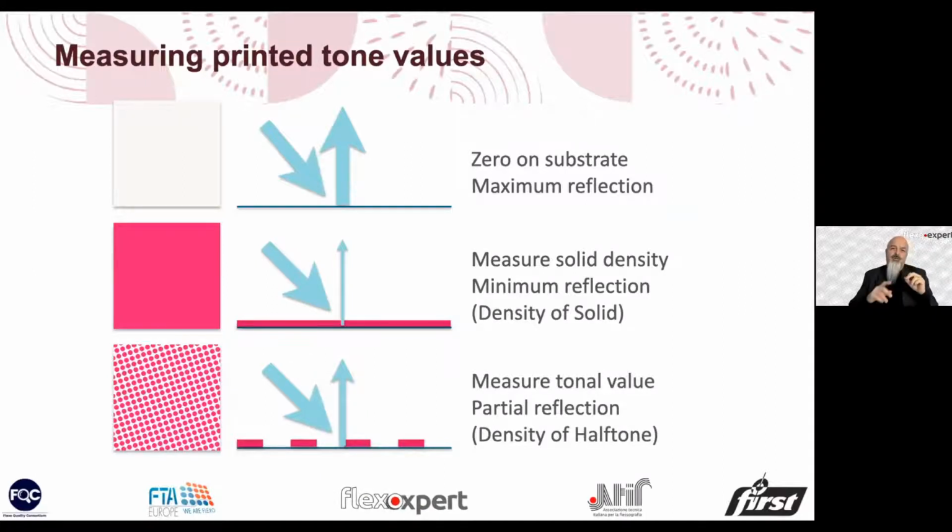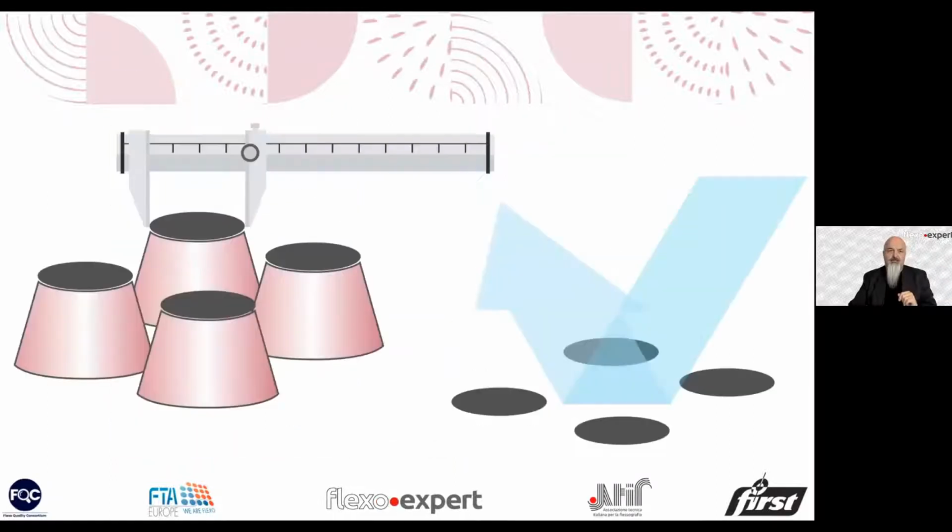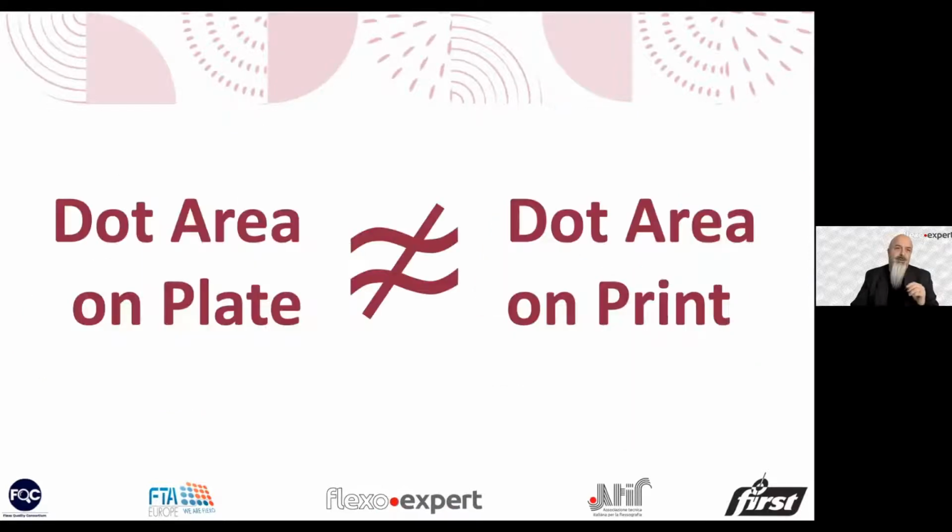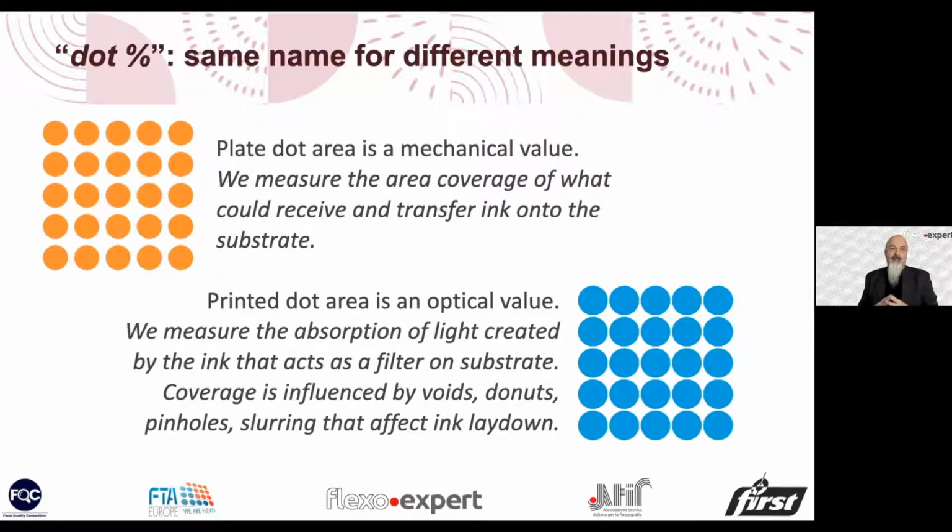So we have seen how we measure plate dots and printed dots. And are we sure we are talking about the same thing? Because here we call them both dot percentage on plate or dot percentage on print. We use the same name, but they actually refer to two different aspects, right? So plate dot area is a mechanical value. We measure the area coverage of what could receive ink from the anilox roller and transfer it onto the substrate. Printed dot area, instead, is an optical value. We measure the absorption of light created by the ink that acts as a filter on the substrate.